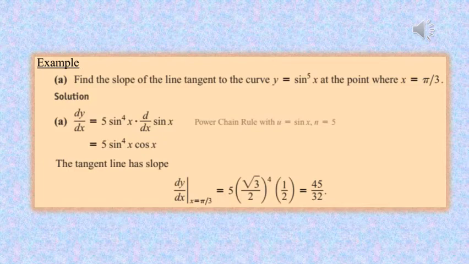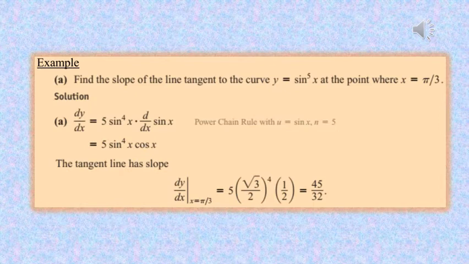So it will become dy by dx, which is equal to, we will apply the power rule on sine to the power 5 x. It will take the form 5 sine to the power 4 x, and the derivative of sine of x is cos of x. And for the tangent line slope at x equals pi by 3, when we put x equals pi by 3 in the slope dy by dx, we know that pi by 3 is 60 degrees, and sine of 60 degrees is equal to root 3 by 2, and cos of 60 degrees is equal to 1 by 2.